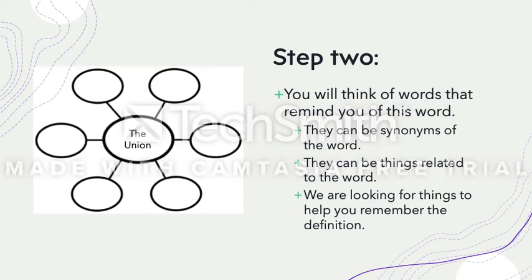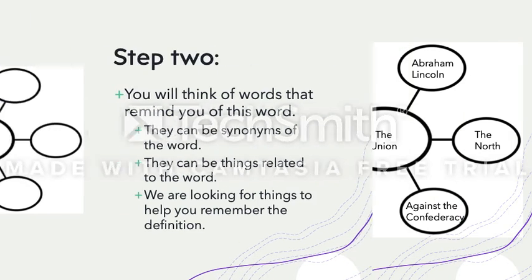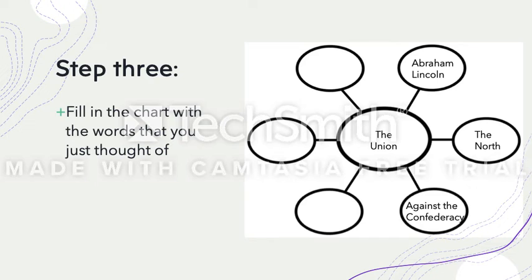So step 2, you will think of words that remind you of this word. They can be synonyms, they can be related to the word. We're just looking for anything that will help you build a connection to that main idea to help you better learn and retain the definition of the vocabulary word. So step 3 is fill in the chart with the words that you thought of. For example, if we are looking at the Union in regards to the Civil War, we can fill in the branches with things such as Abraham Lincoln, the North, and against the Confederacy, because these are all things that should make you think of that center word or the vocabulary word.